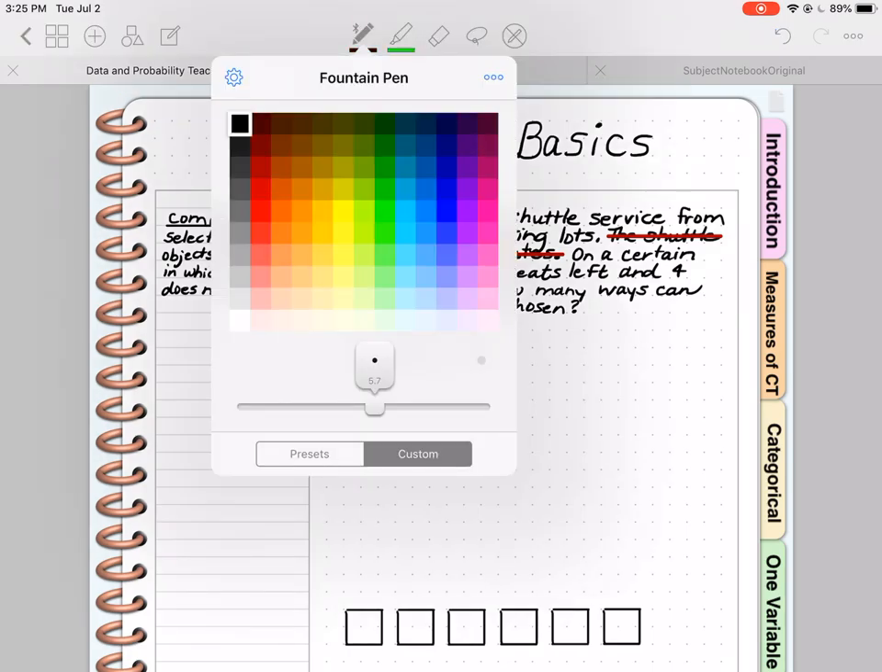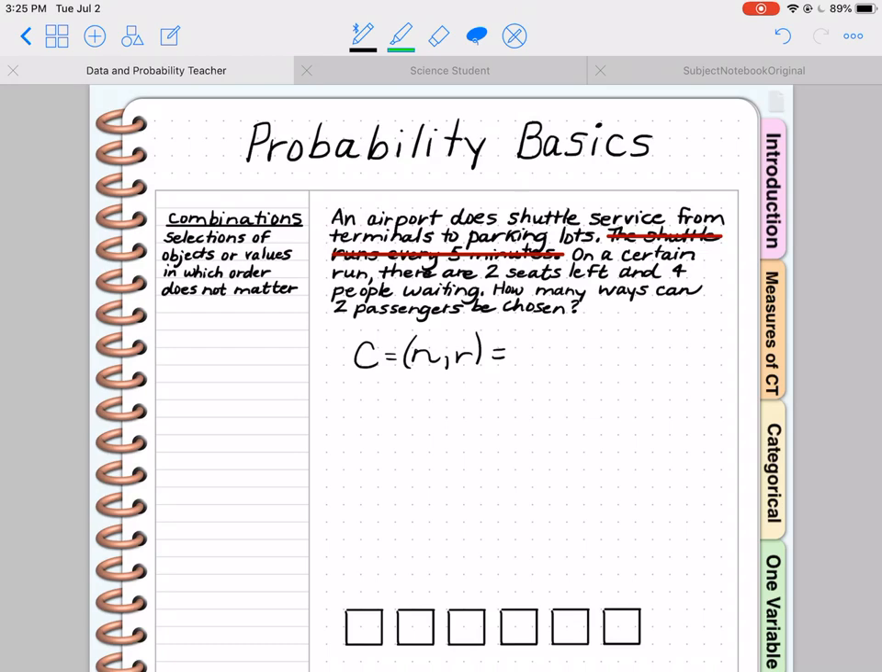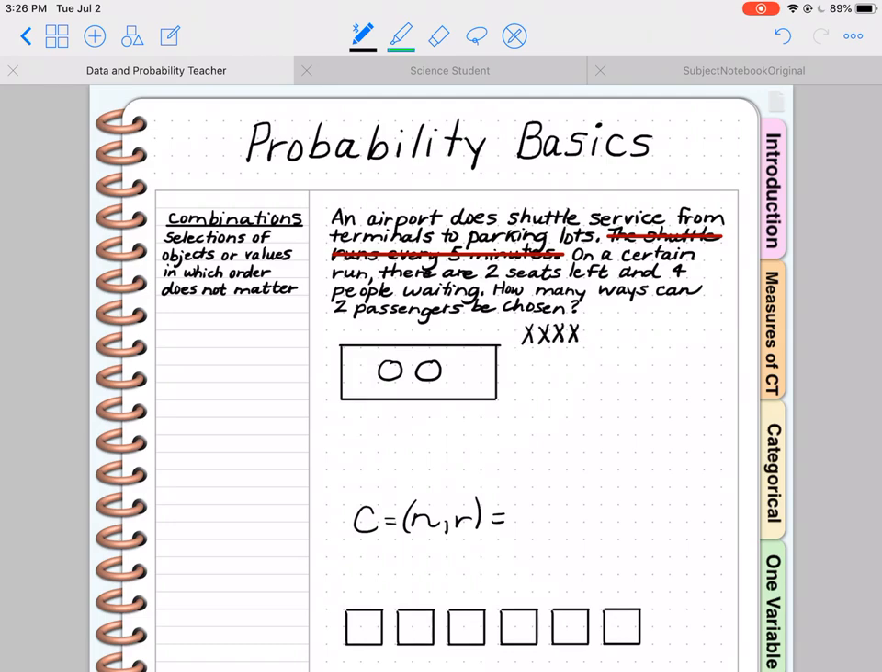Okay, so let's get a mental image of what's happening in this problem. We'll use this formula in just a second, but let's get a picture of what we're doing. So here's the shuttle bus. If you fly into this airport and you need to get to your car, you can get on the shuttle and ride to your parking lot space. On the shuttle, how many seats are left? I don't know how many people are already on there, but I know that there are 2 seats still available. And then I have 4 people standing out here waiting to get on the shuttle.